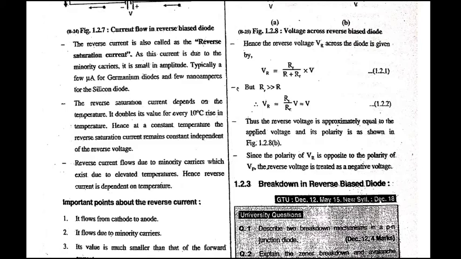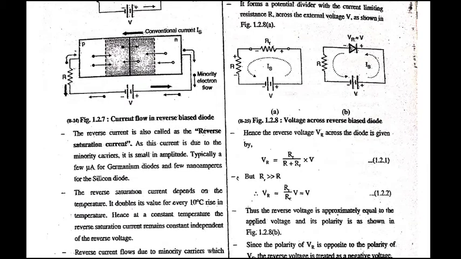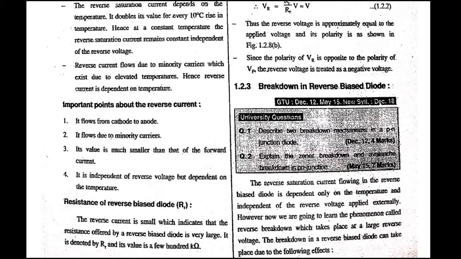This formula tries to explain that the resistance that we get due to the diode is very much higher than the load resistor. So we can neglect the load resistor, and therefore VR is equal to V. All the voltage that we supply in the circuit will be resulting there.